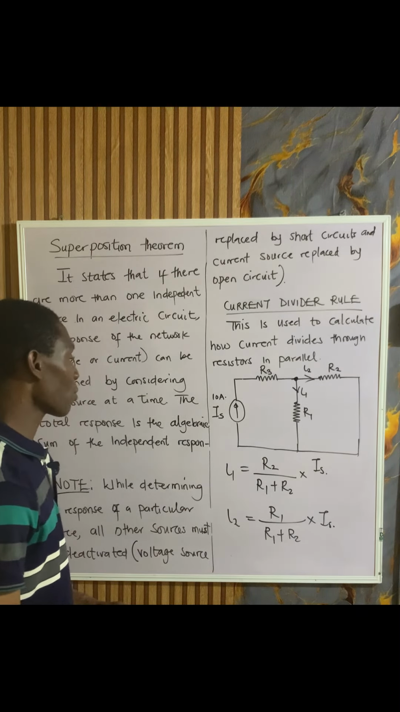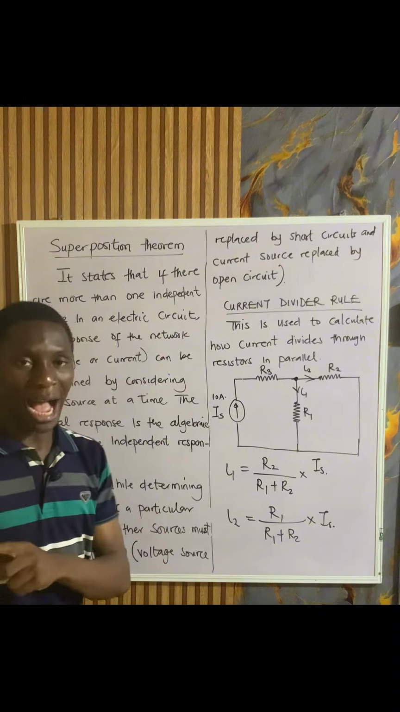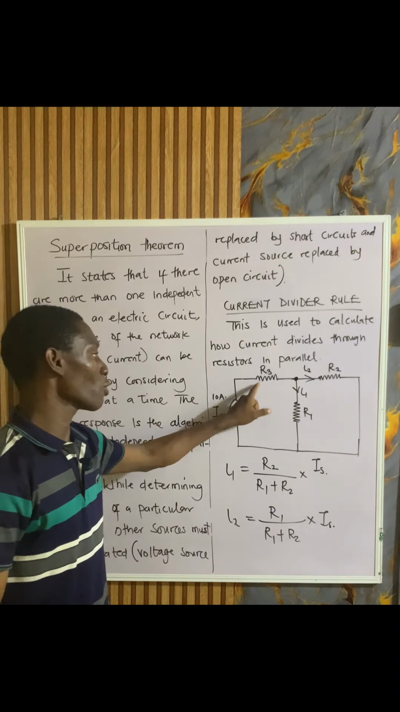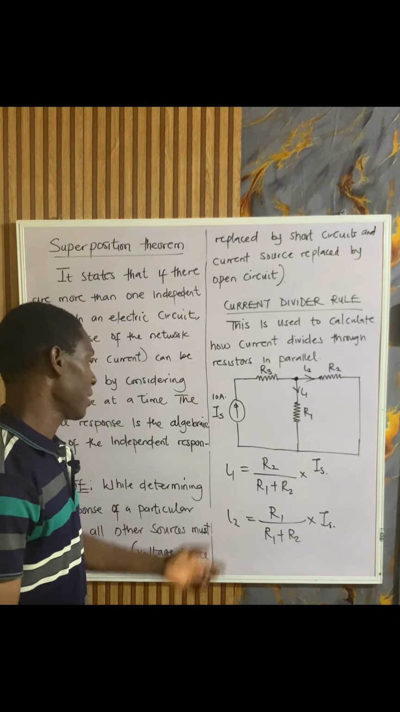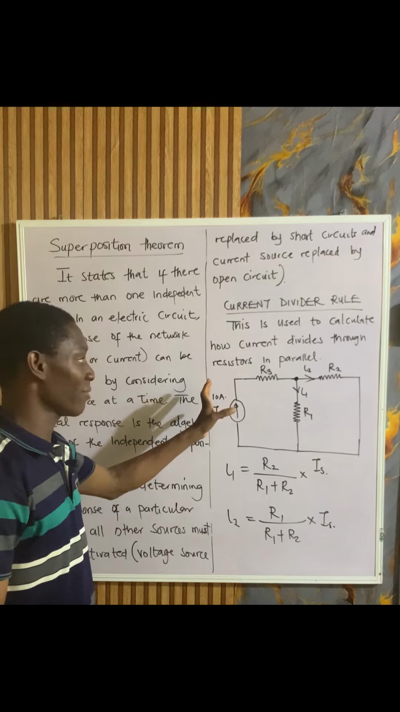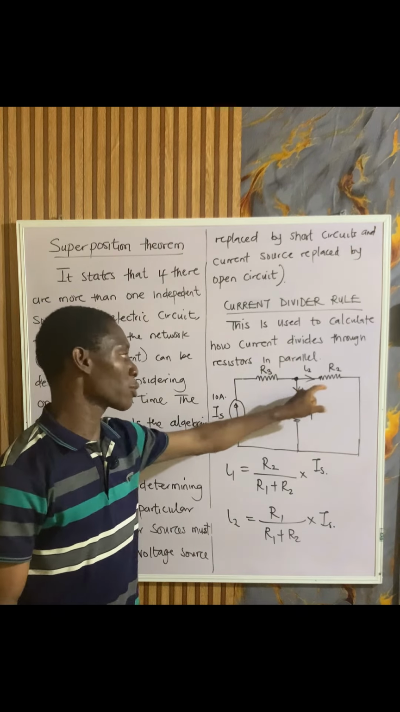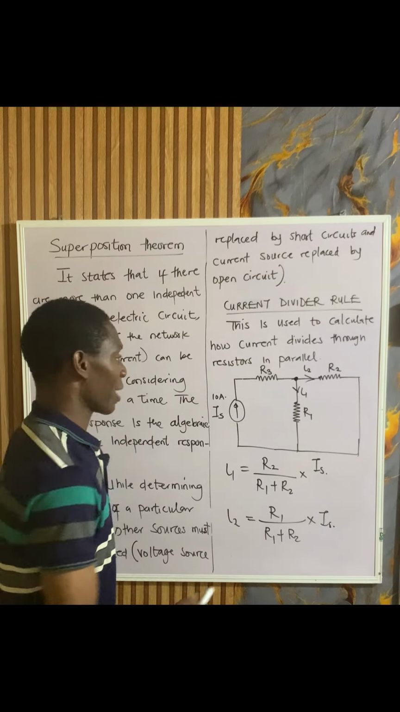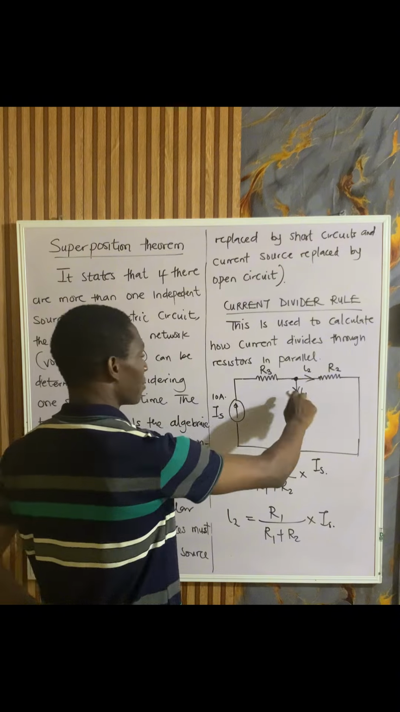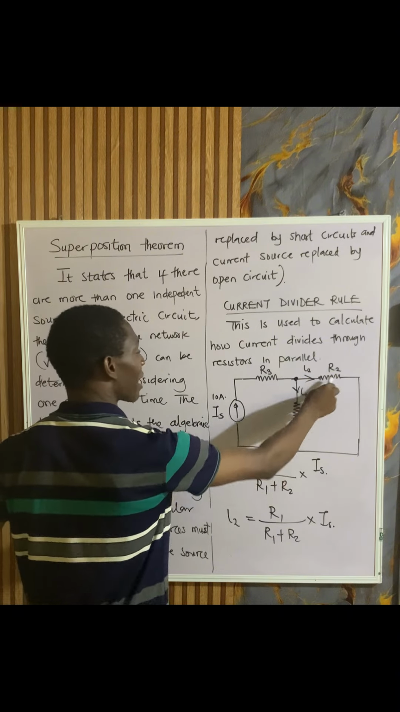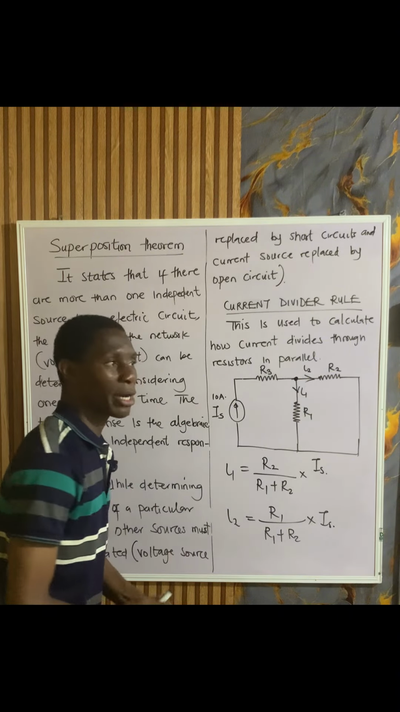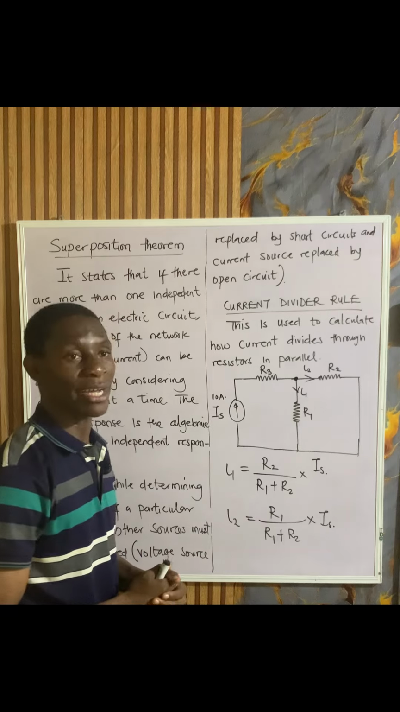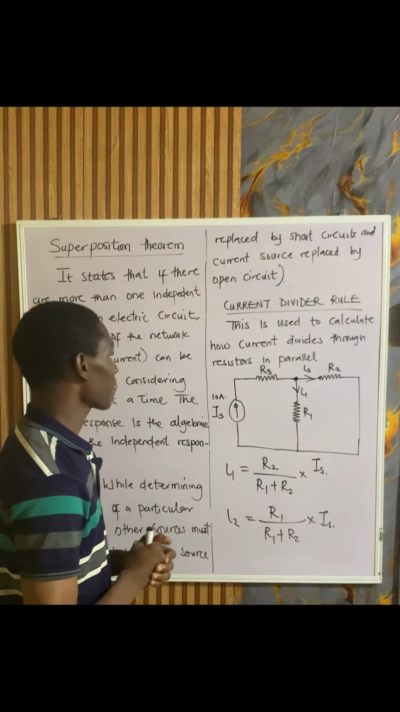Now, another thing I want you to take note of is this. If you are asked, what's the current flowing through R3? Very, very easy. It is the current source itself. But the current flowing through R1 and R2, because they are in parallel, you can see that the current splits across them. So these two resistors are in parallel, and that's why we apply the current divider rule to know the current each of the resistors takes. So that's that about that.